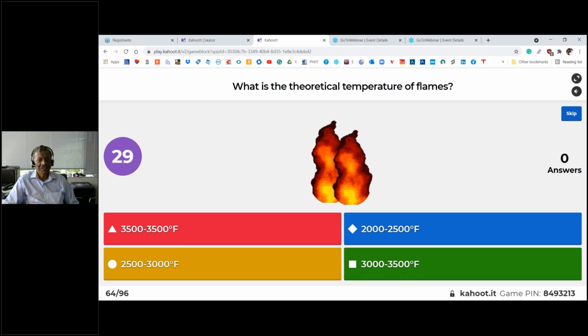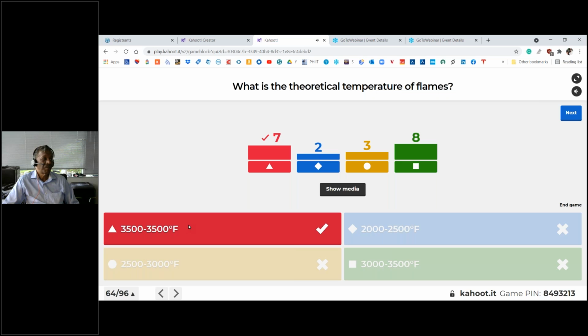So I want to ask you something. So flames are very, very hot. You can see the ranges we have given here. Although there is a typo here, the first one in the red should be 3,500 to 4,000 degrees F. I apologize. So most of you got it right.